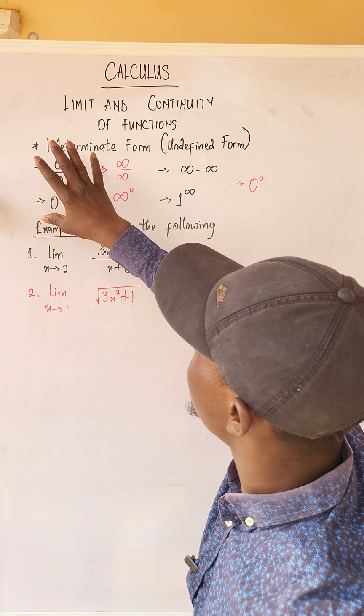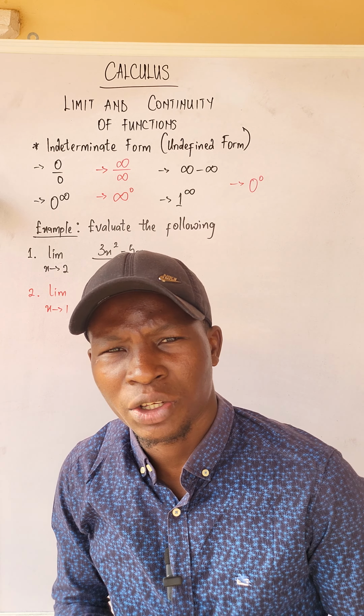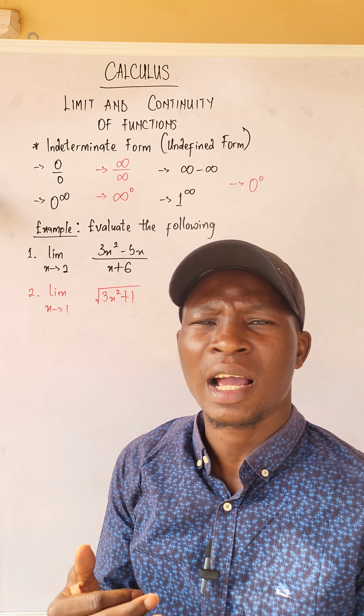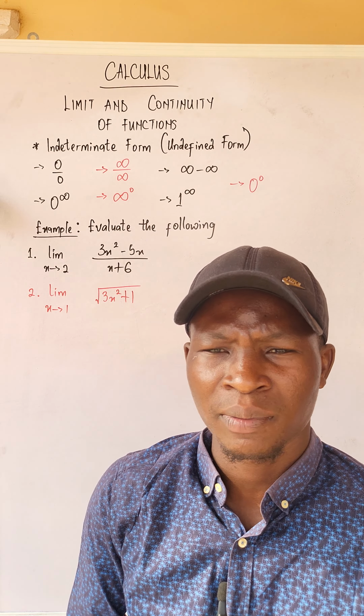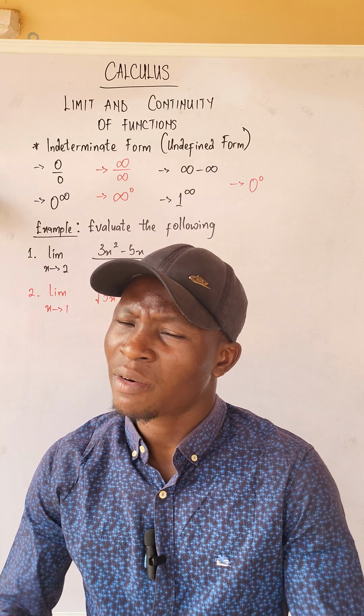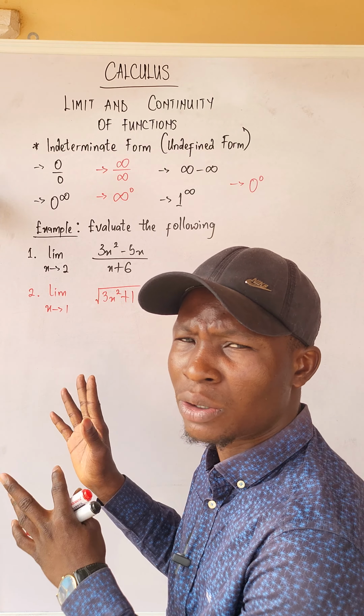So please take note of all this. Whenever you are solving a limit, you must not have any of these forms in your solution. Whenever you have these forms in your solution, it means you have to use another approach to solve it. There are different methods you can use to solve a limit question, I think up to about 5. So we'll be solving with different approaches under limit and continuity.